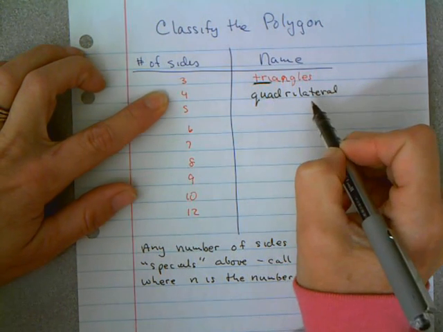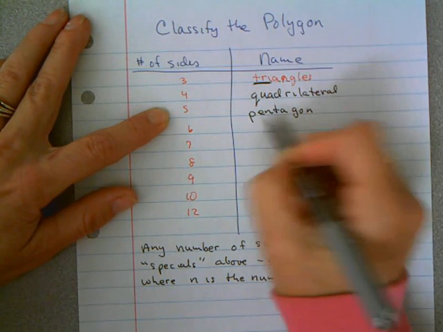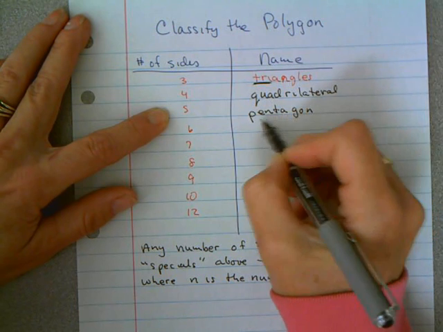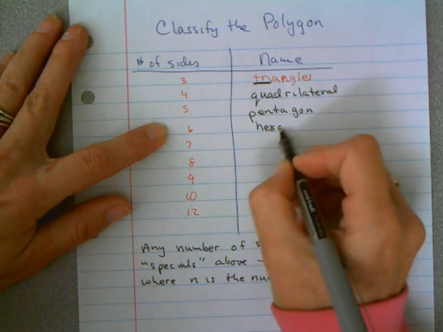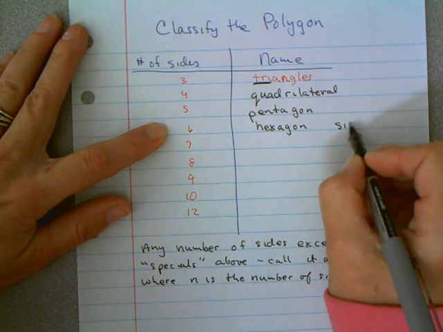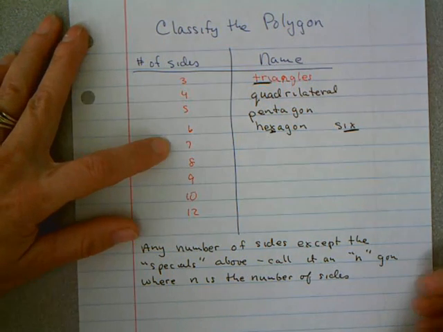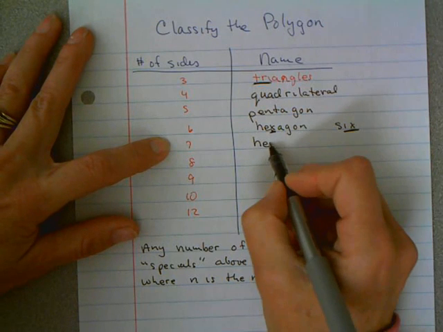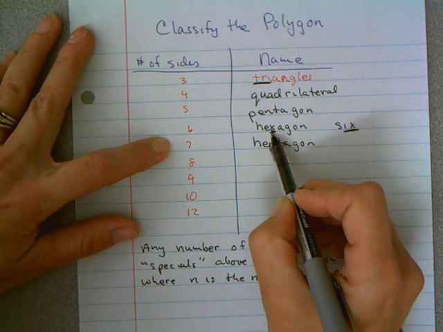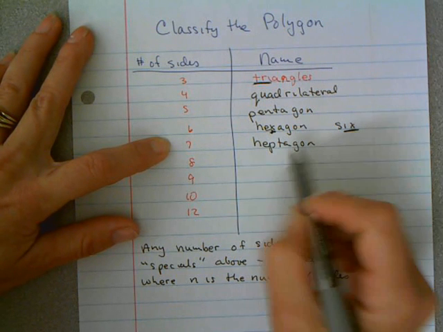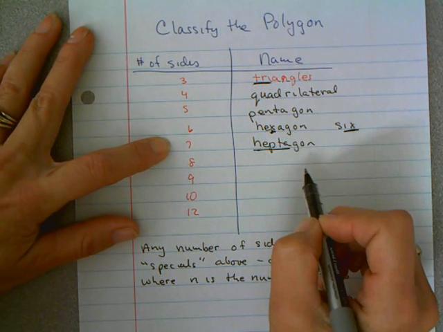Five sides is a pentagon. Five letters, penta is the prefix, five sides. A hexagon is a six-sided polygon, and I always think six, there's an X in hexagon, so you kind of remember it that way. Seven is a heptagon. I used to get hexagon and heptagon mixed up till I realized there was an X in hexagon and in six, and hepta has more letters in the prefix than hexa, and seven is more sides than six.